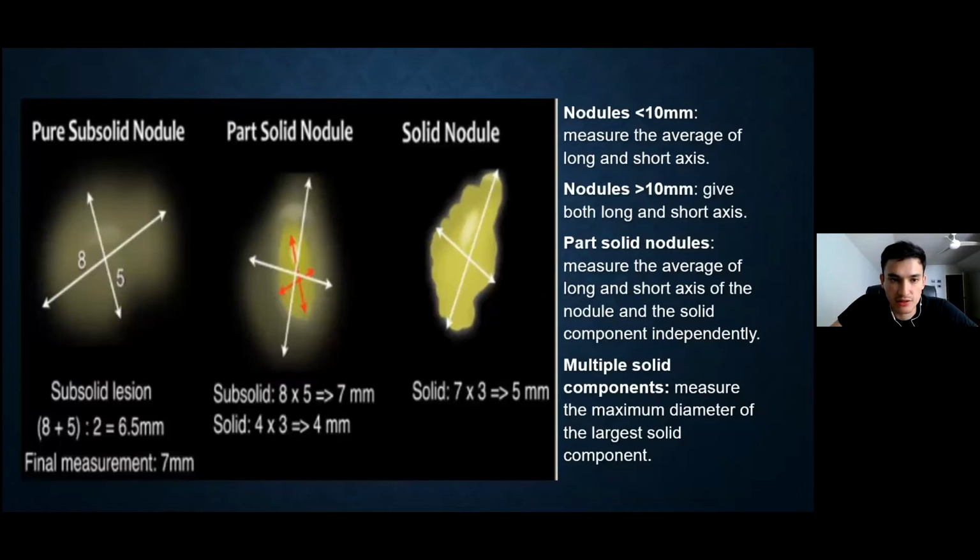For solid nodules and pure ground glass nodules, we typically measure first the long axis, that is this one, and then the short axis. We sum both values and then divide it by 2. So it's an average of both dimensions. And in the case of subsolid, partial solid nodules, we perform the same with the entire nodule and then with the solid component.